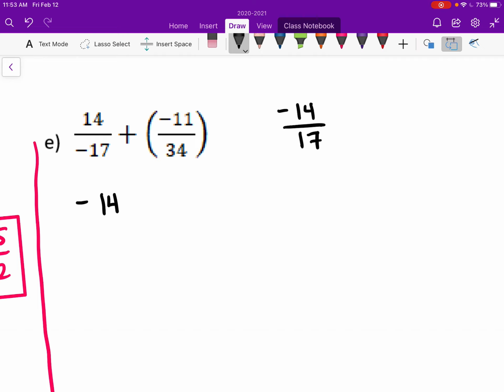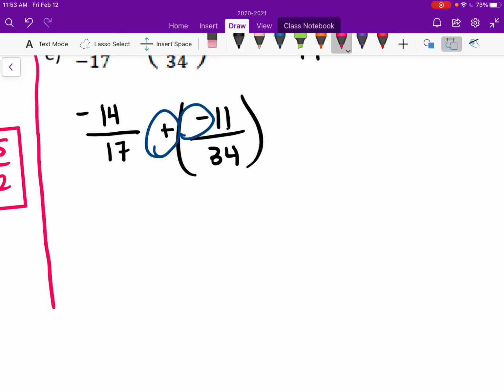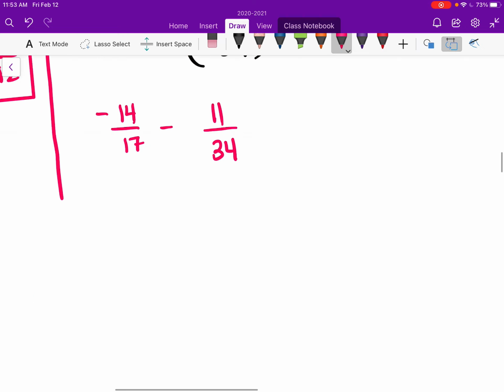So we have negative 14 over 17 plus negative 11 over 34. You know that you have a positive and a negative here, which means that this is just going to stay as a negative. So let's write that in. Negative 14 over 17 minus 11 over 34. Then you're going to say, all right, I want to figure out if 17 can go into 34. It can, so let's just make the denominator for both 34. I don't have to change the 11 over 34, but I do have to change the 17. So 17 times 2 gives me 34.